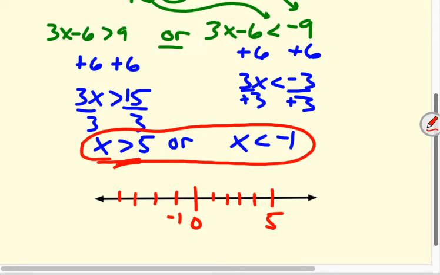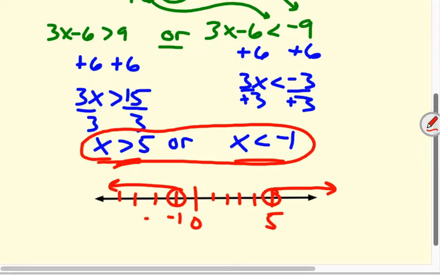So the first part of it, x is greater than 5. It's not greater than or equal to 5, so I'm not going to color in that point. And then x right here is less than 1. This is a typical OR statement. My solutions are going in opposite directions, or my graphs are going in opposite directions.